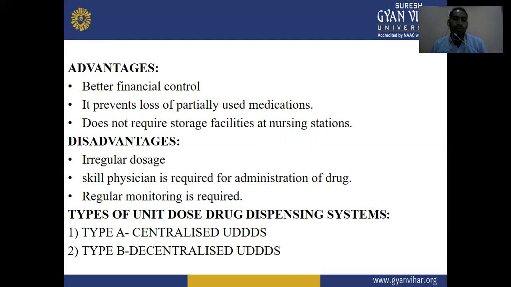Types of unit dose drug dispensing system. There are two types of unit dose drug dispensing system. The first one is type A, the centralized UDDS, and the second one is type B, the decentralized unit dose drug dispensing system.